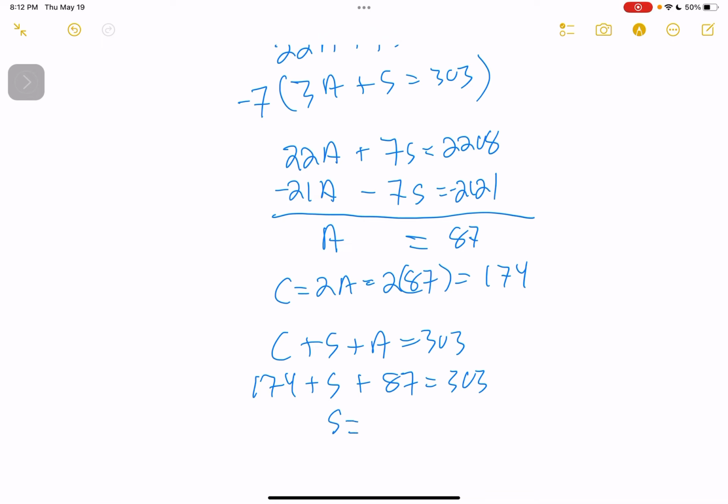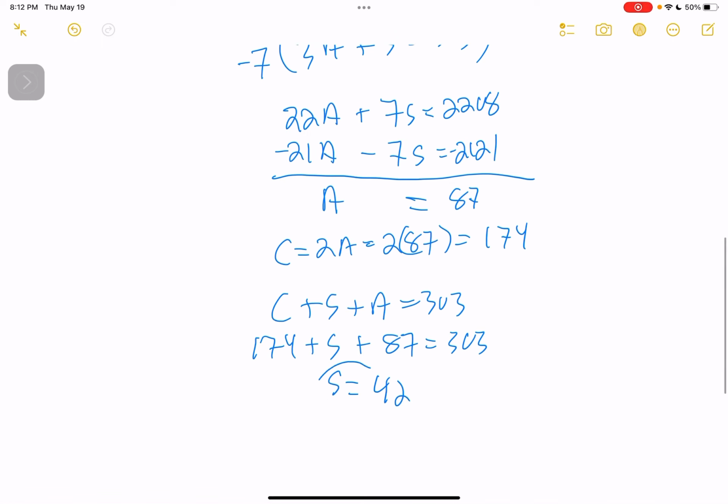So what is S going to equal? 303 minus 174 minus 87. And I get 42, which, if you read Douglas Adams, is the answer to the ultimate question of the universe. And so there you go. There's that answer, and the adults, there's children and adults.